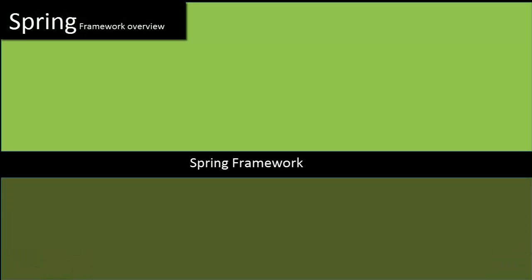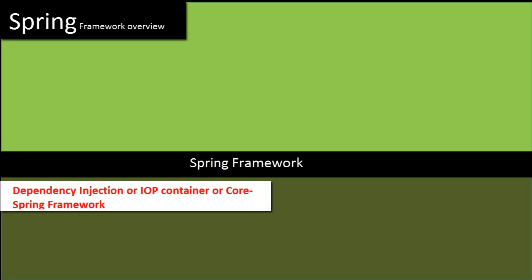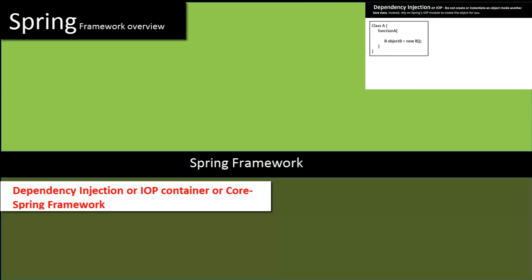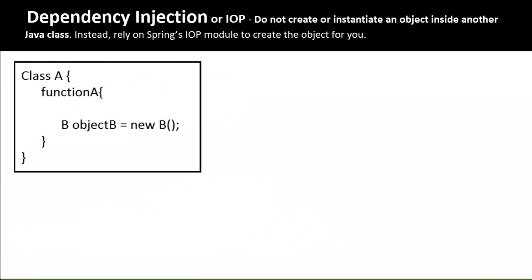The first module in the Spring framework is the Inversion of Control Container, or the Dependency Injection engine. This is the core module in the Spring framework. What it says is you should not be creating or instantiating an object inside another Java class, but rely on this module for creating the object for you, which you can use anywhere in the Java project or classes you want.